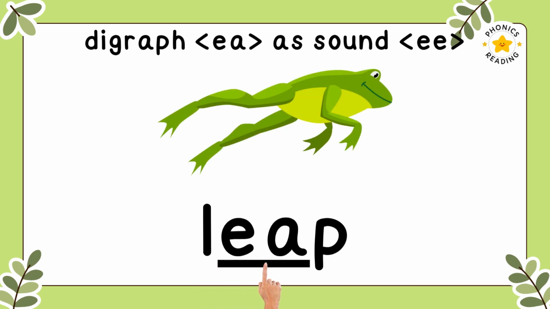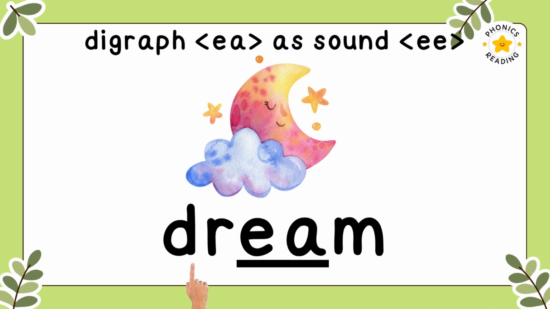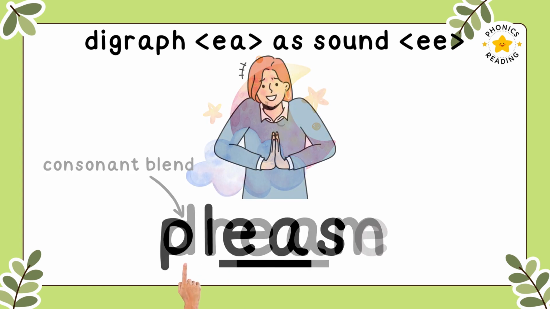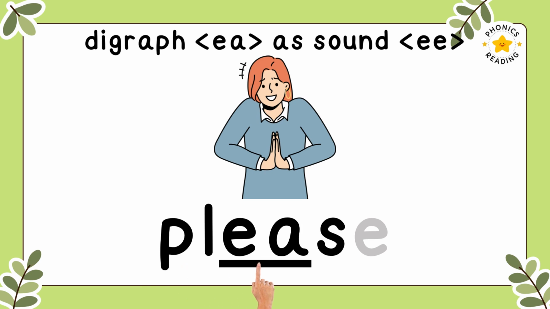L, E, P, leap. Dr, E, M, dream. Dr is a consonant blend. Pl, E, S, please. Pl is a consonant blend, and in please, the last E is silent.